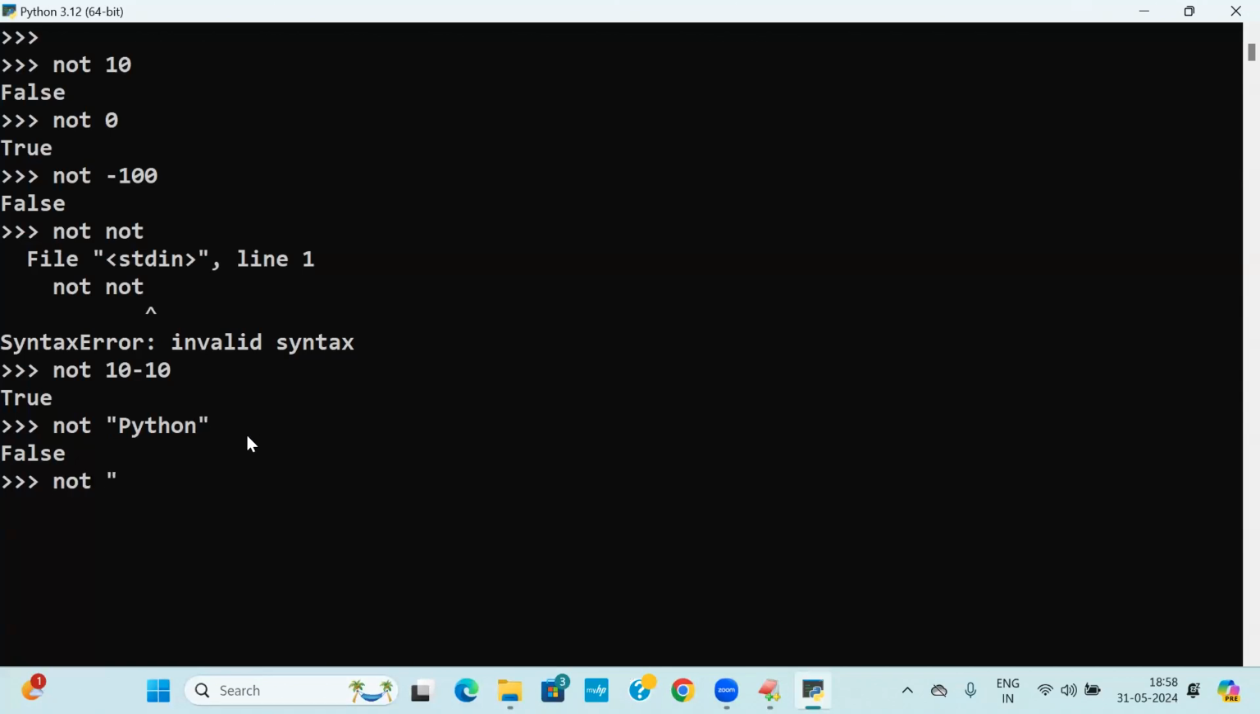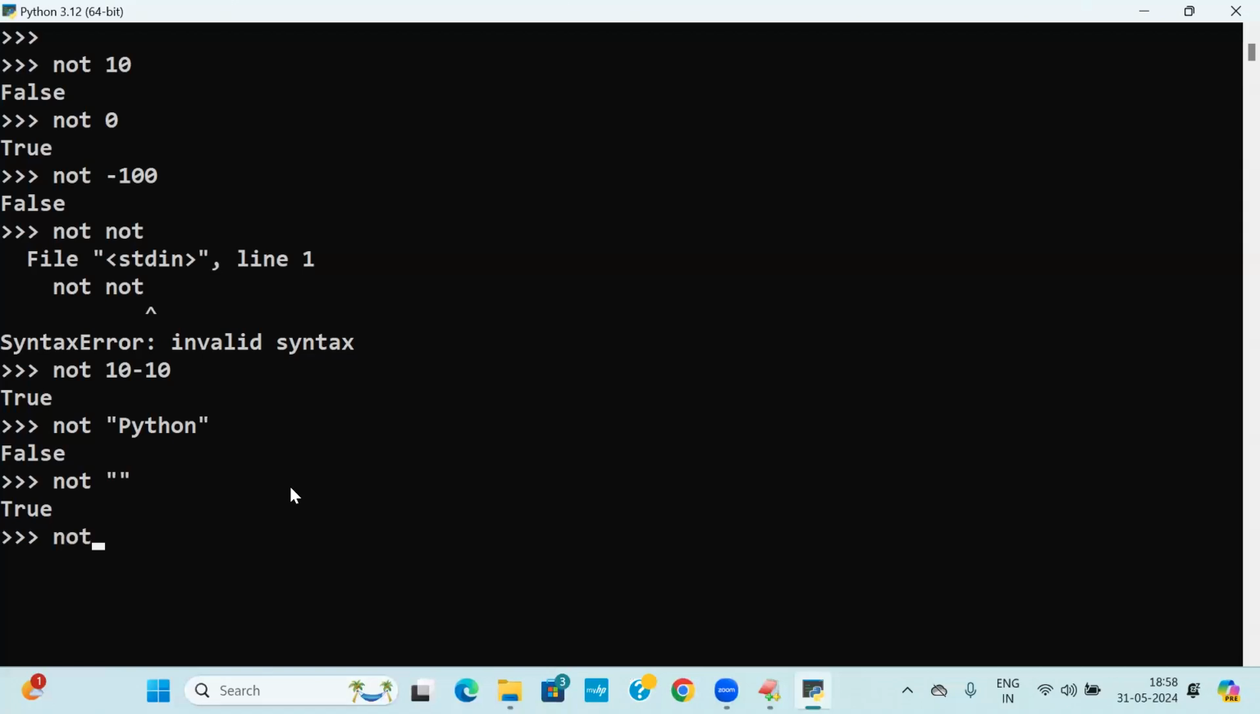Not, not like this. Come on. True. It is called an empty string. An empty string has length 0. Not 0 means what? True. Able to follow? Easy or difficult?